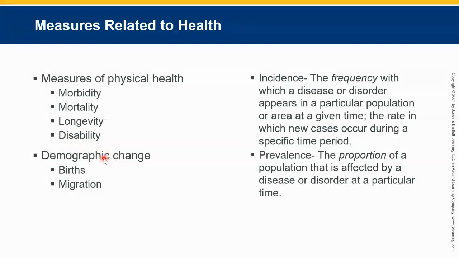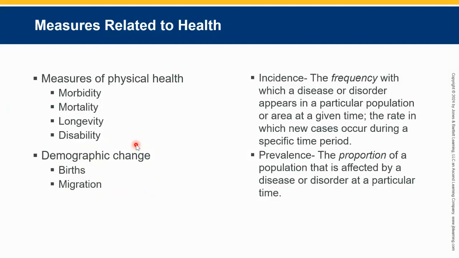The next is demographic changes, as another way to measure health. Number one is birth. This is pretty much just a birth rate, the number of live births per year. And migration is geographic movement of populations, and it involves a permanent address change. So whether somebody's migrating from another country to our country, or from one state to another, demographic changes are also tracked to measure health and health in the community.